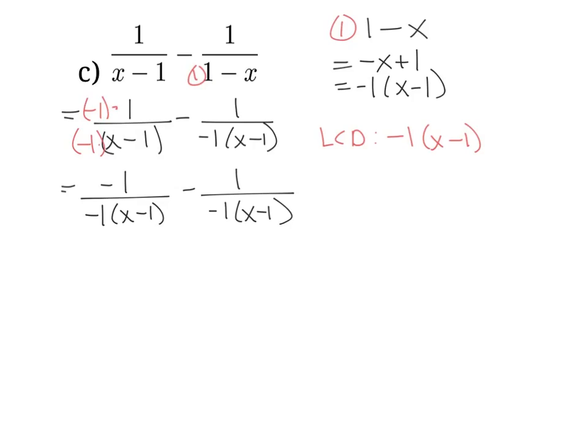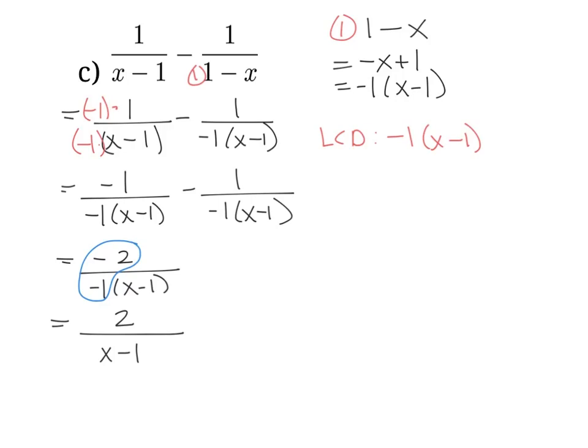And therefore now I can subtract these numerators. So I have negative 1 minus 1, which is going to be negative 2, all over negative 1 times (x minus 1). So my numerator is factored because it's just one number, and my denominator is factored. Here are the two factors. So I can just take a look at the numbers here and reduce them. Negative 2 divided by negative 1 is just going to be 2. So I have 2 all over x minus 1. And there's my final answer.